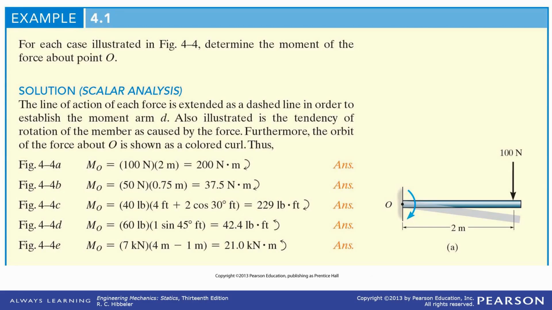Okay. So here's an illustration. We'll determine the moment for each case. So this figure right here, 2 meters, 100 newtons, and we'll consider the z-axis coming toward us at point O, so that would be 200 newton meters. And since it's clockwise, it should be negative. Now, why are they showing positive? That sounds like a book answer that's wrong. It's tending to rotate the thing clockwise.